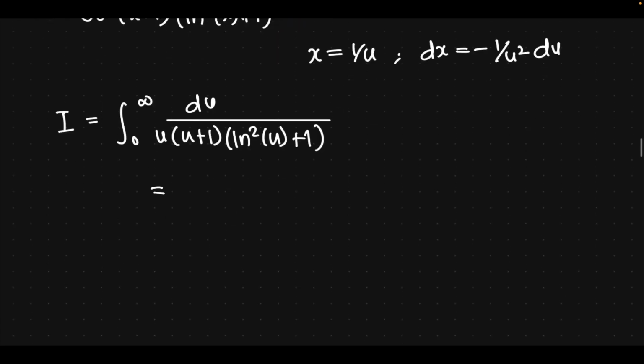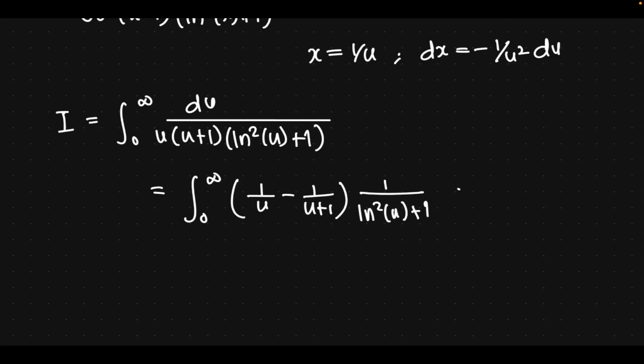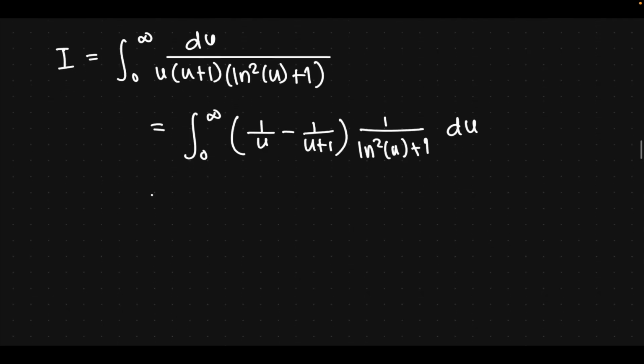And now we can do partial fraction decomposition. So the term apart from the natural log squared, the product of u and u plus 1 in the denominator, we can write as a partial fraction. So that's 1 over u minus 1 over u plus 1, times 1 over ln squared of u plus 1 du. Take the first term out, which is just du over u times, should bracket, ln squared u plus 1.